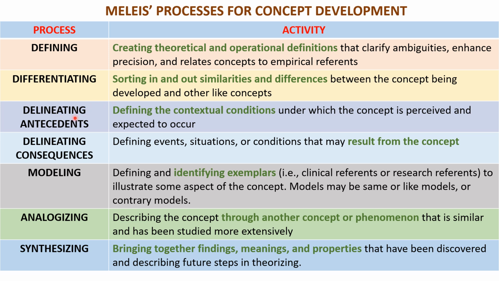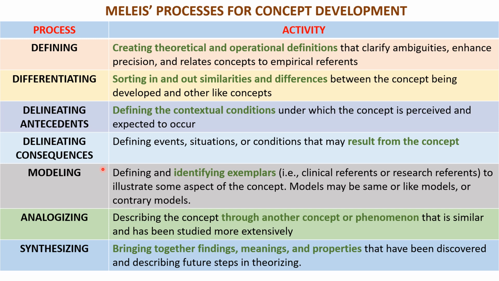Third one, delineating the antecedents. That means we are defining the contextual conditions under which the concept is perceived and expected to occur. What are the conditions in which this concept will happen? So that is, we are delineating the antecedents. Then we are delineating the consequences, meaning what will be the result of this particular concept.